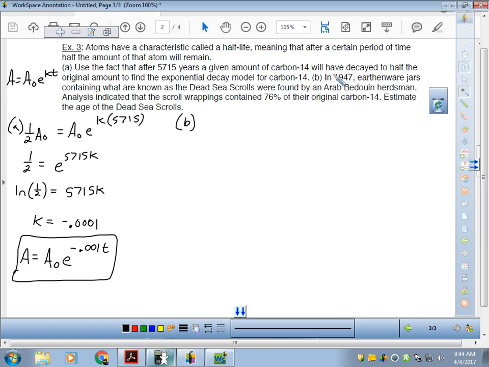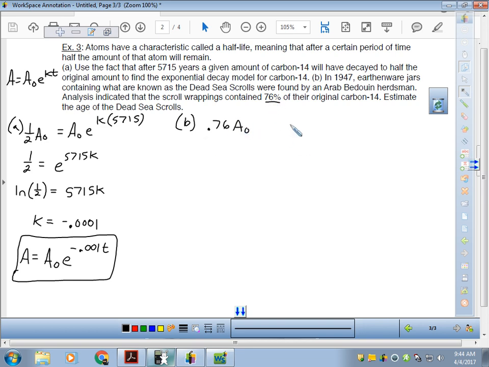All right, part B says, in 1947, earthenware jars containing what are known as the Dead Sea Scrolls were found by an Arab Bedouin herdsman. An analysis indicates that the scroll wrappings contain 76% of their original carbon-14. And so they asked us to estimate the age of the Dead Sea Scrolls. Okay. So they have 0.76, 76% of the original amount.